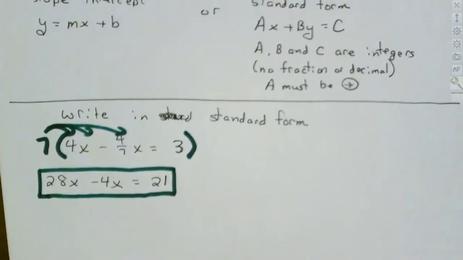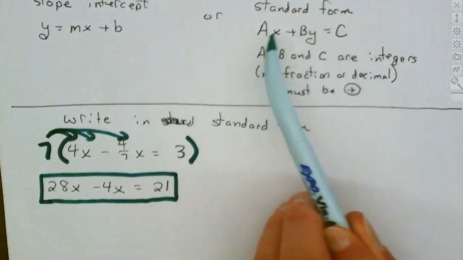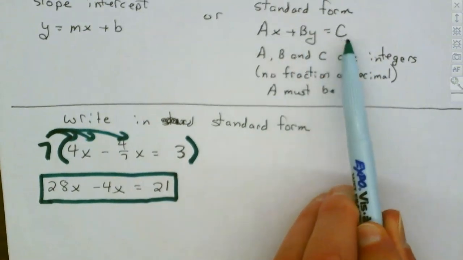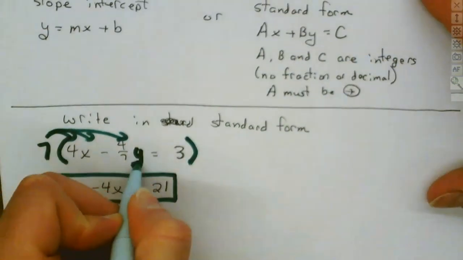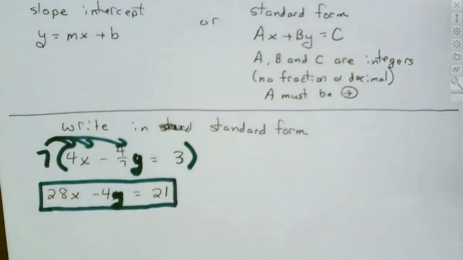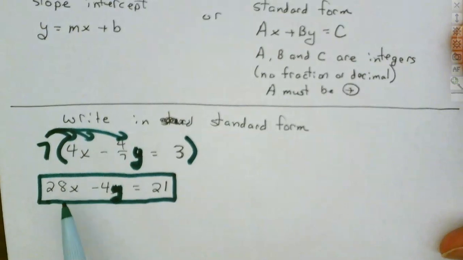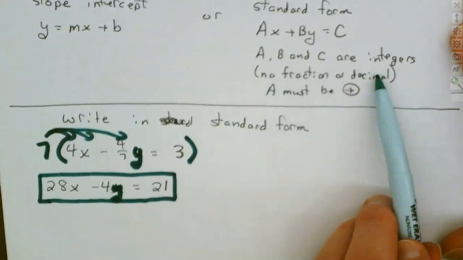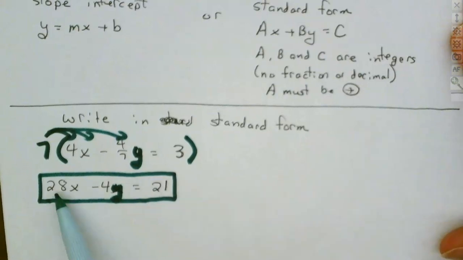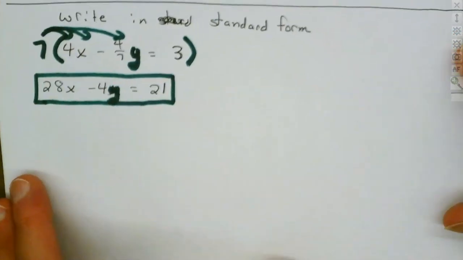So let's talk about why this is in standard form. It has to meet these criteria. It has to look like this. The x, the y, and then on the other side is the equals, and that's your number. So x, and that should be a y there. My mistake. Sorry about that. That should be a y. I wrote down the wrong variable there. But that's your x, that's your y, and that equals. Okay, so x, y, and then it equals. That's right. No fractions or decimals, so that's okay. And the a, the number in front of the x, must be what? Positive. So that is in standard form.